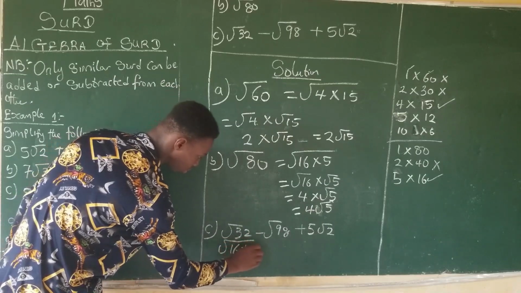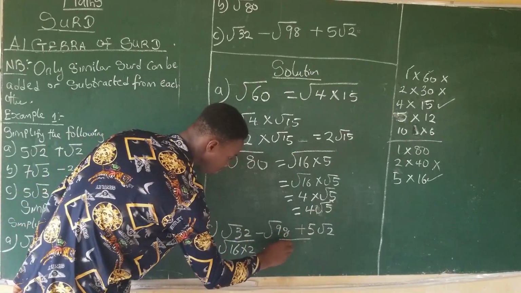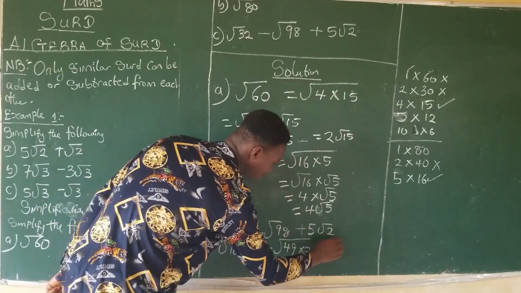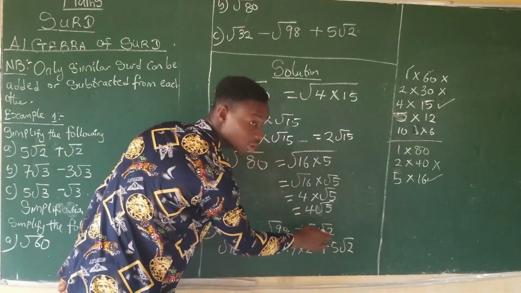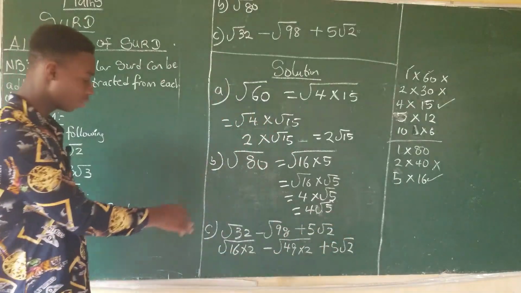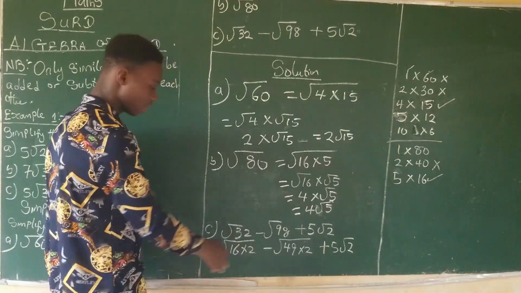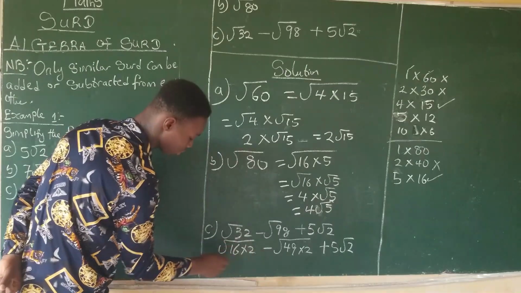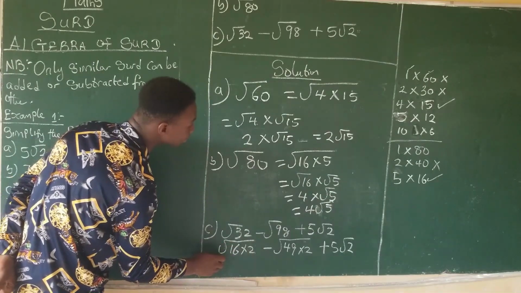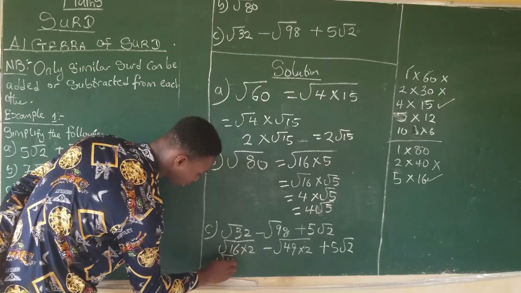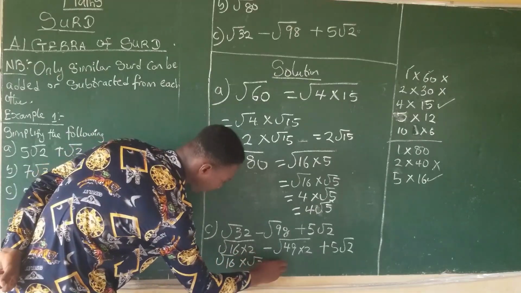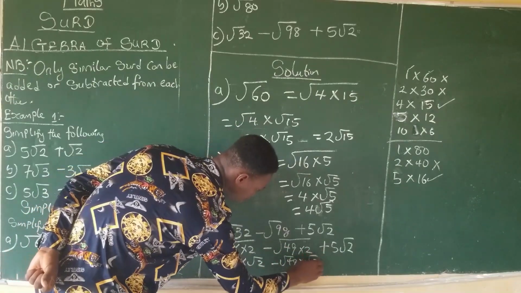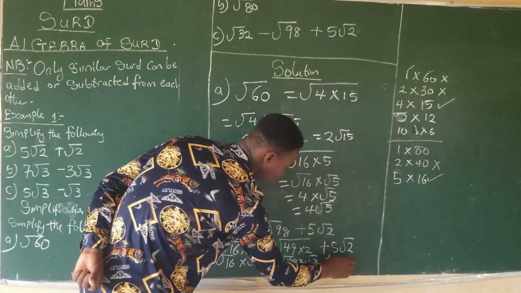16 times 2. For this side becomes 49 times 2. Why for this? It remains itself. Why? We can't look for the square root of 2 directly from here. Then we can't look for the square root of 2 from here. So we can just say, separate each of these things in a separate bracket. So from here we can have it as root 16 times root 2 minus root 49 times root 2 plus 5 root 2.